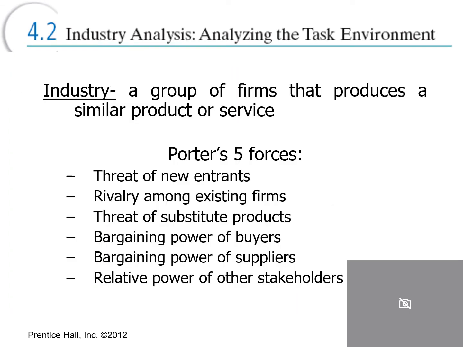Then we move to the Porter 5 forces, which consists of the 5 most important forces in your industry. Think about the threat of new entrants, rivalry among existing competitors, threat of substitute products, bargaining power of buyers, and bargaining power of suppliers. Remember that when you conduct an analysis of the Porter 5 forces, you need to conclude whether those factors are low, medium, or high. That is very important.